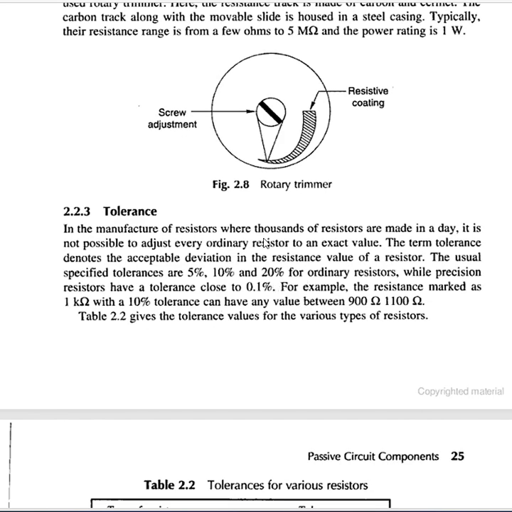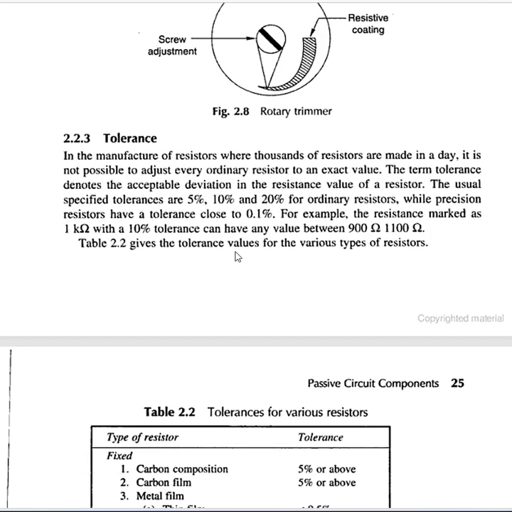Tolerance in the manufacture of resistors. Where thousands of resistors are made in a day, it is not possible to adjust every ordinary resistor to an exact value. The term tolerance denotes the acceptable deviation in the resistance value of the resistor. The usual specified tolerances are 5%, 10%, and 20% for ordinary resistors, while precision resistors have a tolerance close to 0.1%. For example, a resistance marked as 1 kilo ohm with a 10% tolerance can have any value between 900 ohm and 1100 ohm.